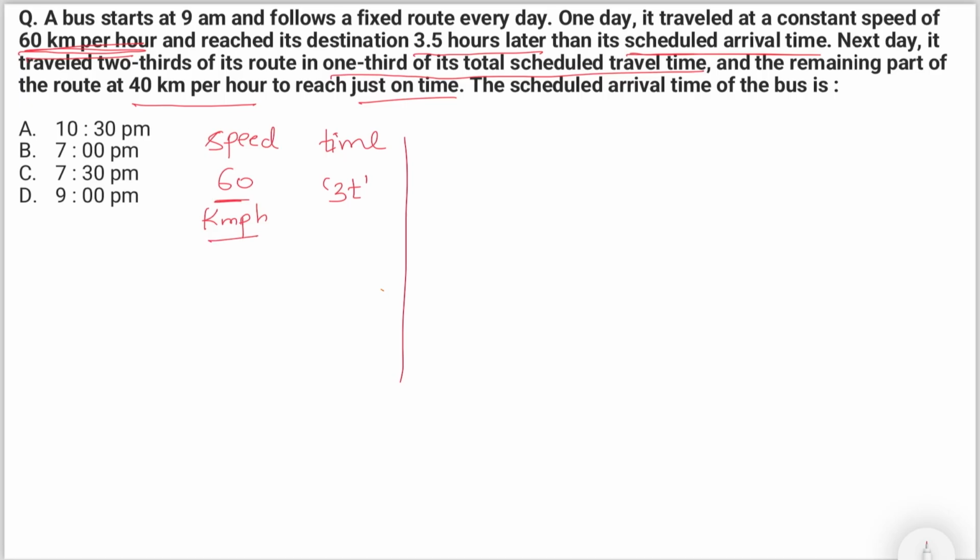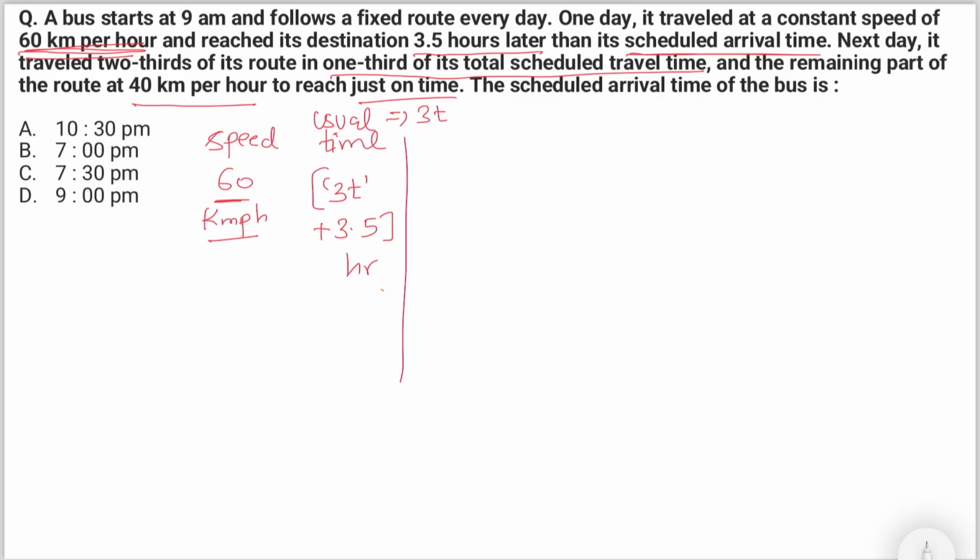So today, when the speed is 60, the time taken will be 3t plus 3.5 hours. Remember, 3t was your usual time. I'll mention it here: the usual time was 3t. But at the speed of 60 kilometers per hour, the time is 3t plus 3.5. Now in the next step, you'll understand very clearly why I assumed the usual time as 3t.